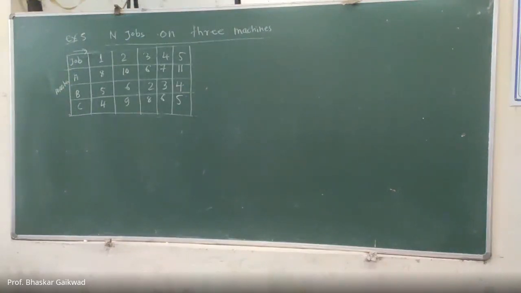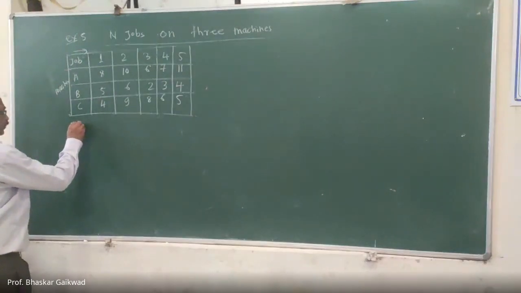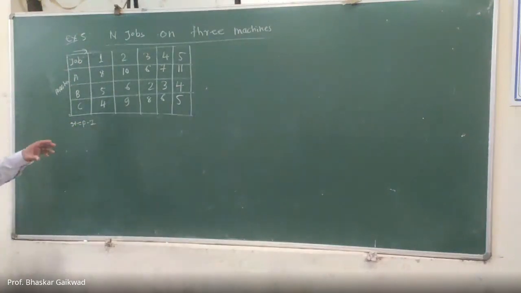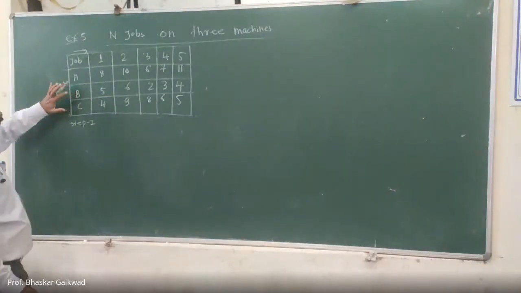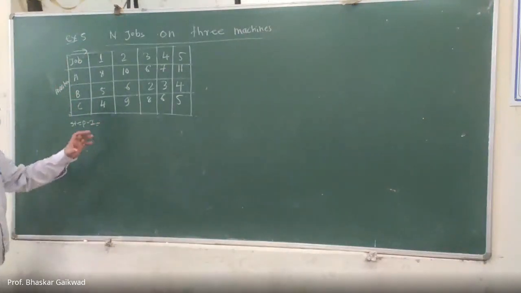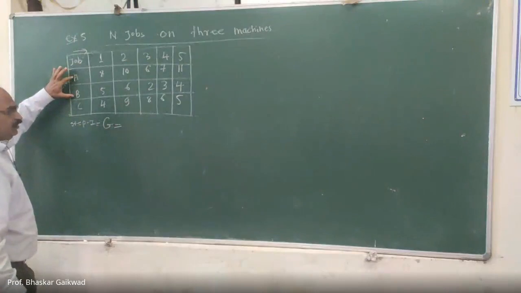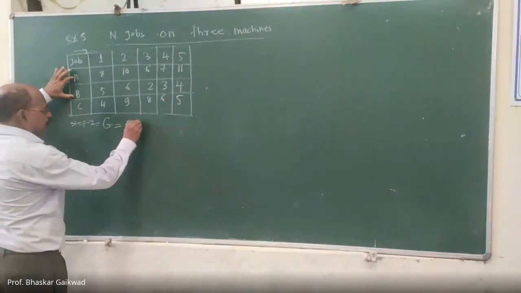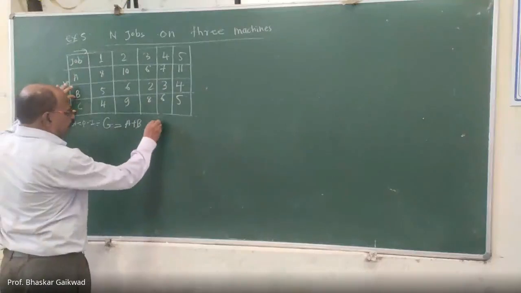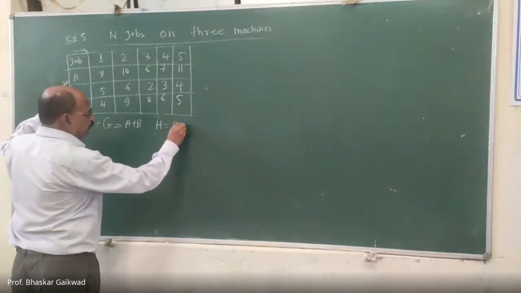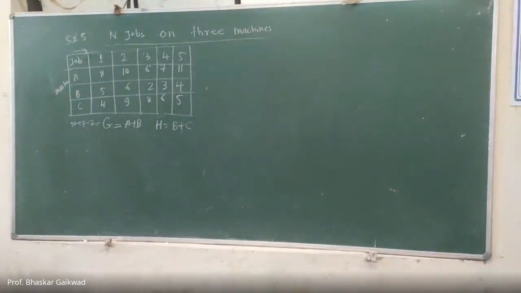We have to first convert these three machines into two machines. How to convert? So step number one. What we have to do here? A plus B. Let us consider this is one of the machines, G. Okay. So we can make the combination of A plus B, and next we can make H, this is equal to B plus C. So like these combinations we have to make.